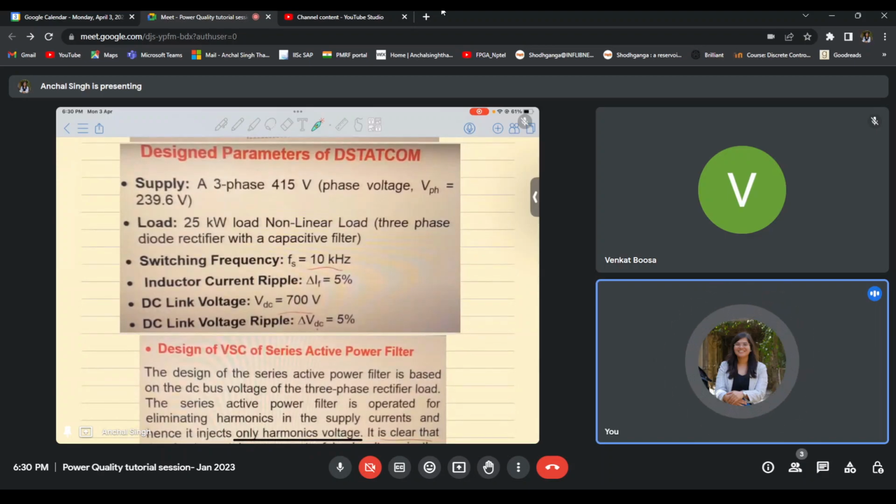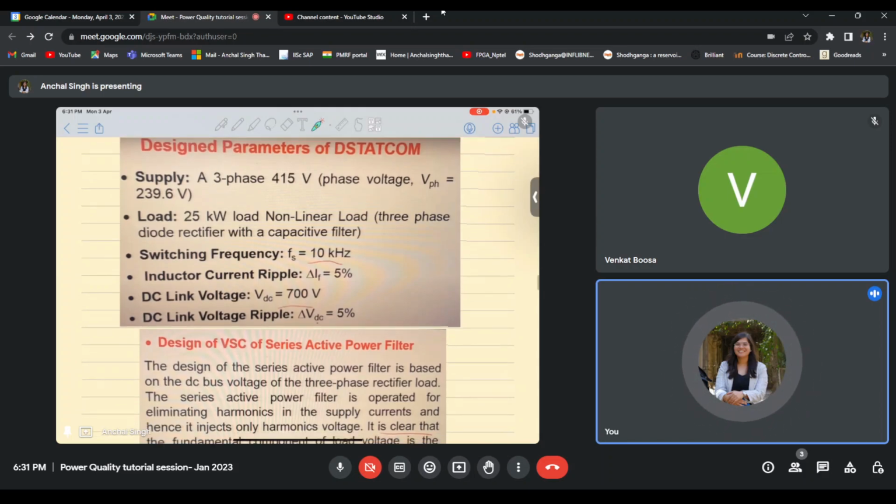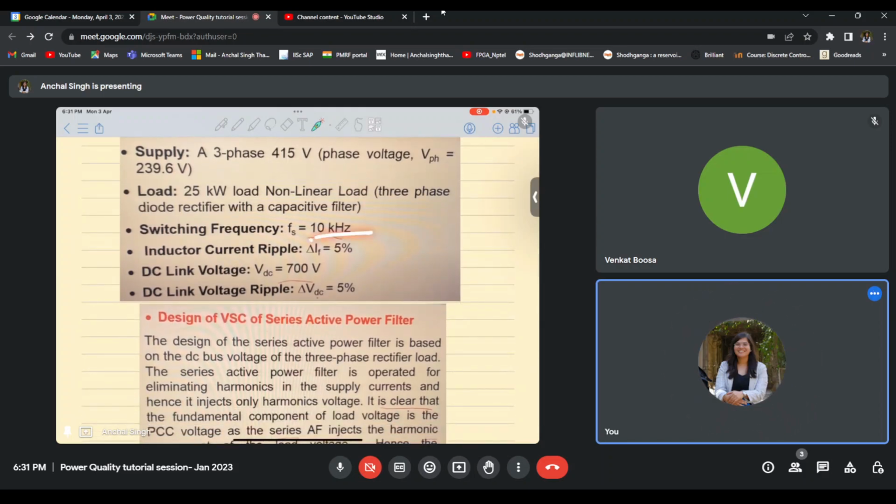Suppose there is a three-phase 415 volt system. Since it's 415 volt, 415 by root 3 is 239.6 volts, the phase voltage. Suppose a 25 kilowatt nonlinear load is connected to this system, and the switching frequency of the compensator that I am connecting is 10 kilohertz, and the inductor current ripple is 5%, and the DC link voltage is 700 volts, and the variation in DC link voltage is 5%.